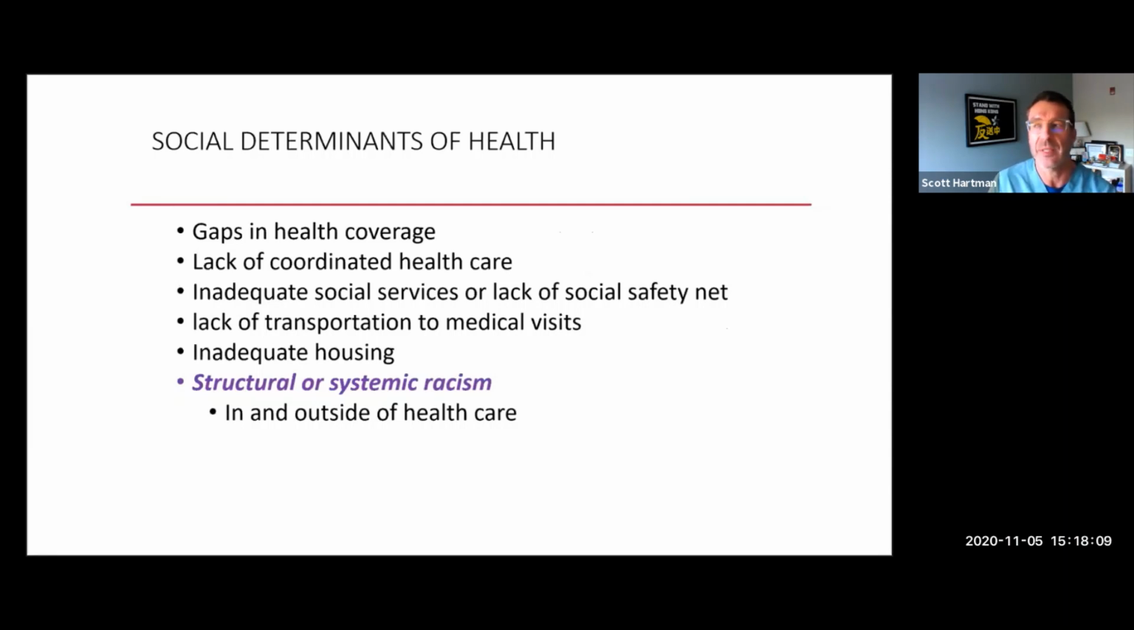And then we talk about social determinants of health a lot as underlying these medical causes, and that really we won't get to the bottom of this if we don't look at the social determinants of health. But what's interesting is when you look at the New York State data, especially, when we look at things like gaps in health coverage, lack of coordinated care, inadequate social services, lack of transportation or housing, there still is a racial disparity when you try to control for all of these things.